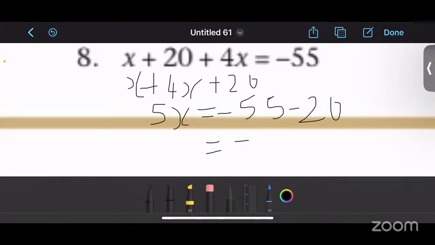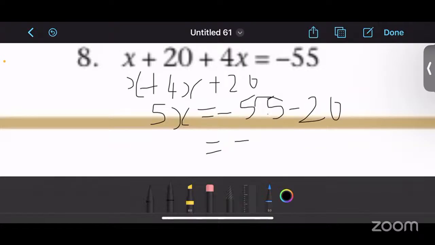So what you need to know is that when you have a negative and you're subtracting something from it, you're going to have a higher negative number than the one that you are adding. Like you see, you have negative 55 over here, the negative 55 minus 20.